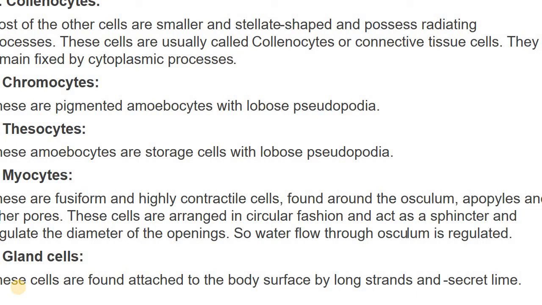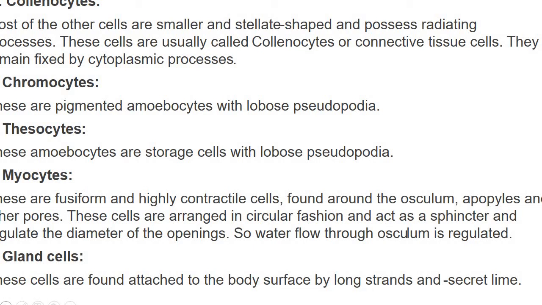Myocytes are fusiform cells, highly contractile cells found around the osculum, apopyles and other pores. They may be the dermal ostia. So they allow the entry or exit of the water. Because of their contractile nature, they allow the entry and exit of the water. These cells are arranged in circular fashion and act as a sphincter to regulate the diameter of the openings. So water flow through the osculum is regulated.